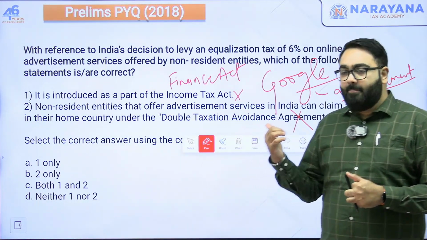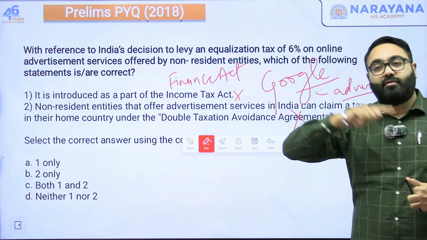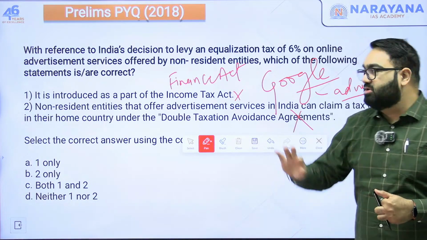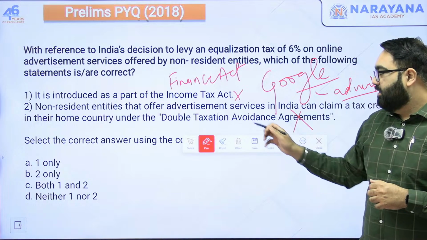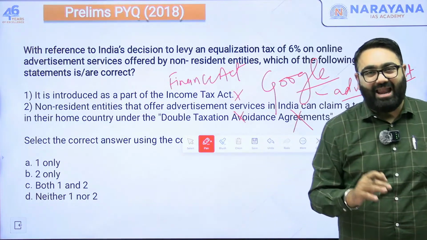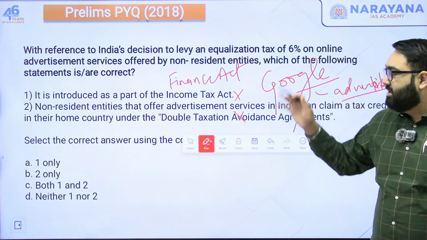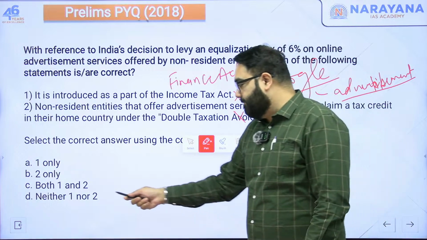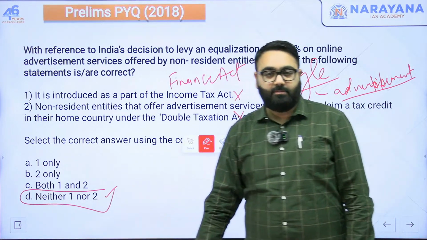So the statement is saying that because Google pays this tax in India, they can tell America that now we will not pay tax to you because you've already paid equalization levy in India. Is this true? No. Double taxation avoidance agreement does not say that equalization tax can be offset or cancelled from other countries. That is what the statement is. Both of these are wrong. The answer thus will be D. This is the answer here.